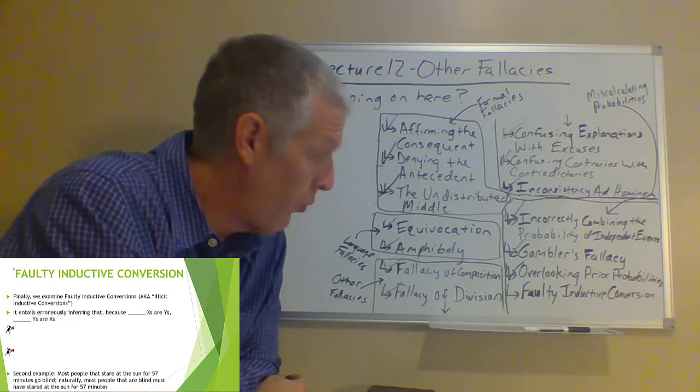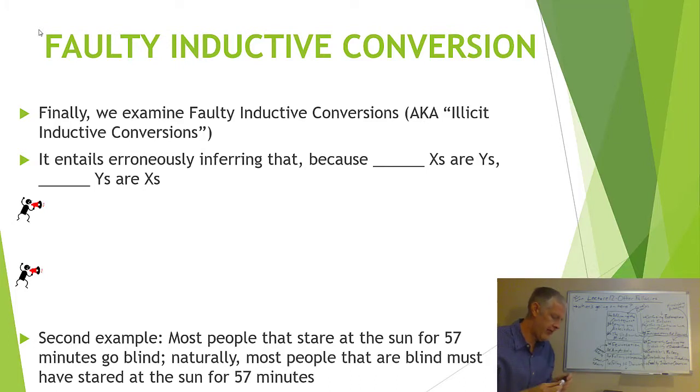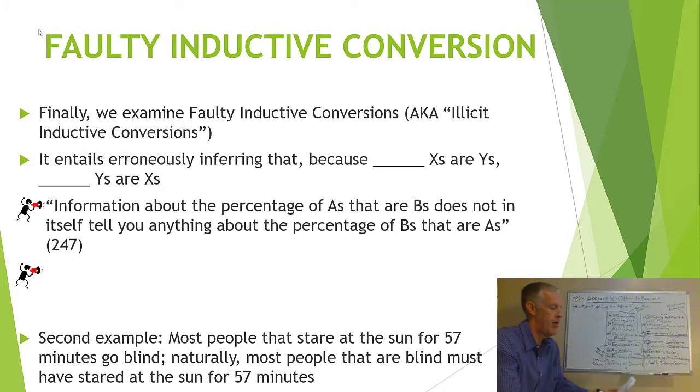Okay, so again, what is the mistake? Faulty inductive conversion. So in general, as they point out, this is the quote from page 247, towards the middle of slide 17: "Information about the percentage of A's that are B's does not in itself tell you anything about the percentage of B's that are A's." It erroneously entails inferring that because a certain percentage of X's are Y's, that percentage then holds true of Y's being X's. No. To infer that would be what we mean by being guilty of a faulty inductive conversion.